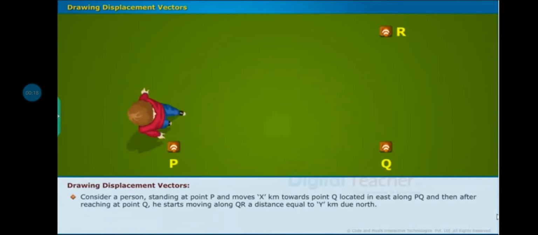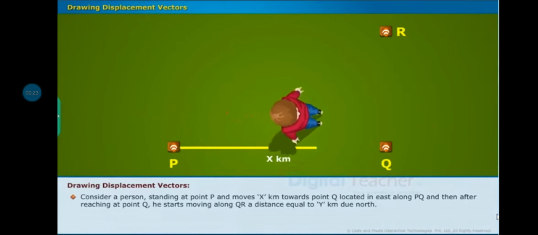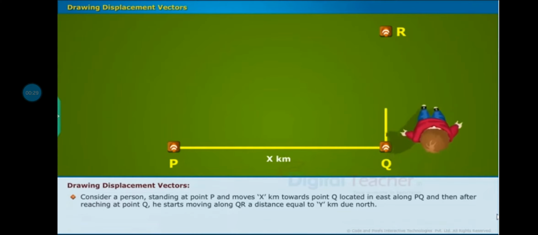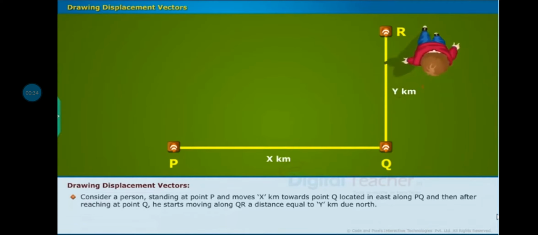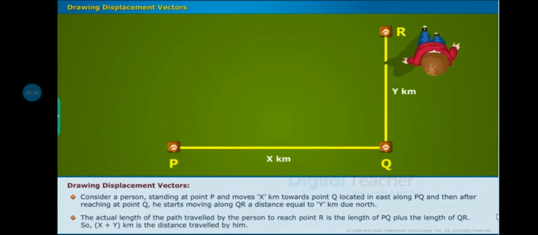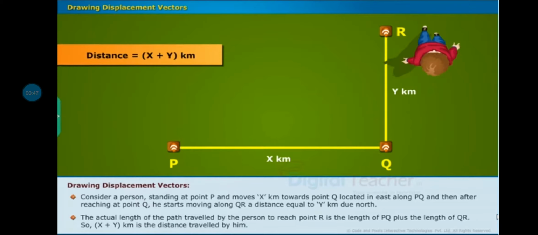Drawing displacement vector. Consider a person standing at point P and moves x kilometers towards point Q located in its direction along PQ, and then after reaching point Q starts moving along QR a distance equal to y kilometers due north. The actual length of the path traveled by the person to reach point R is the length of PQ plus the length of QR. So x plus y kilometers is the distance traveled by him.